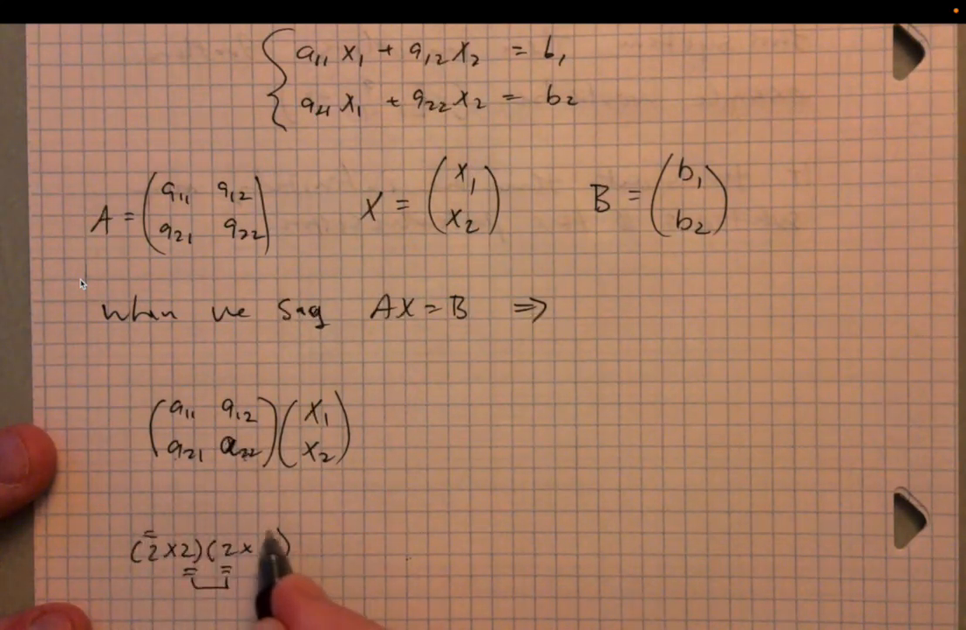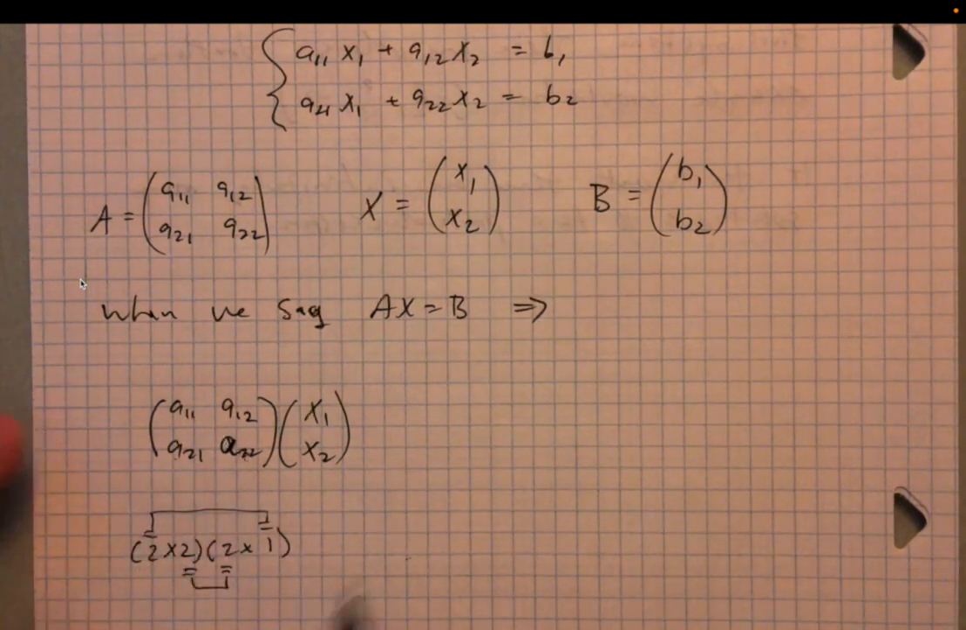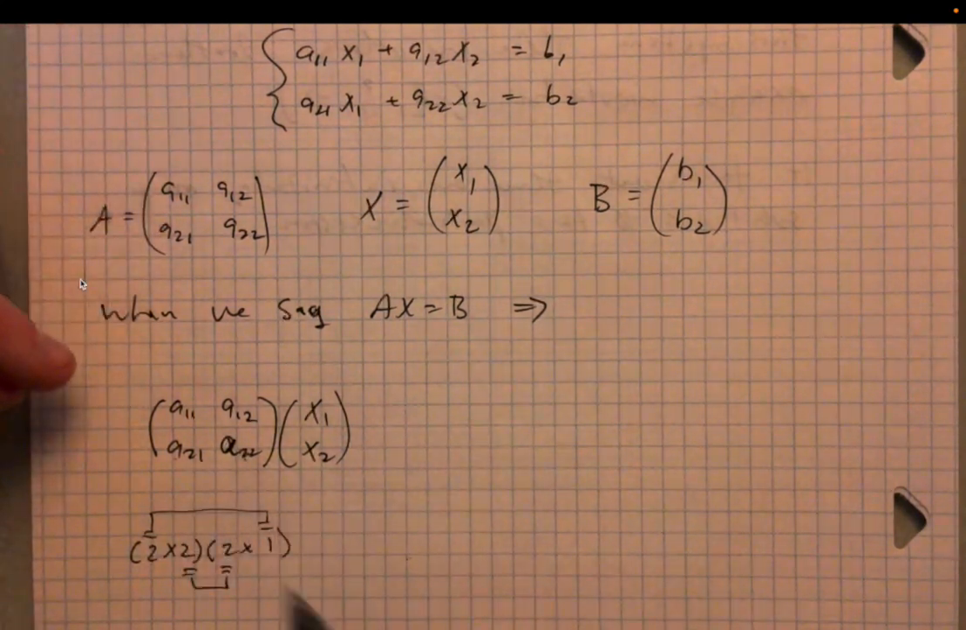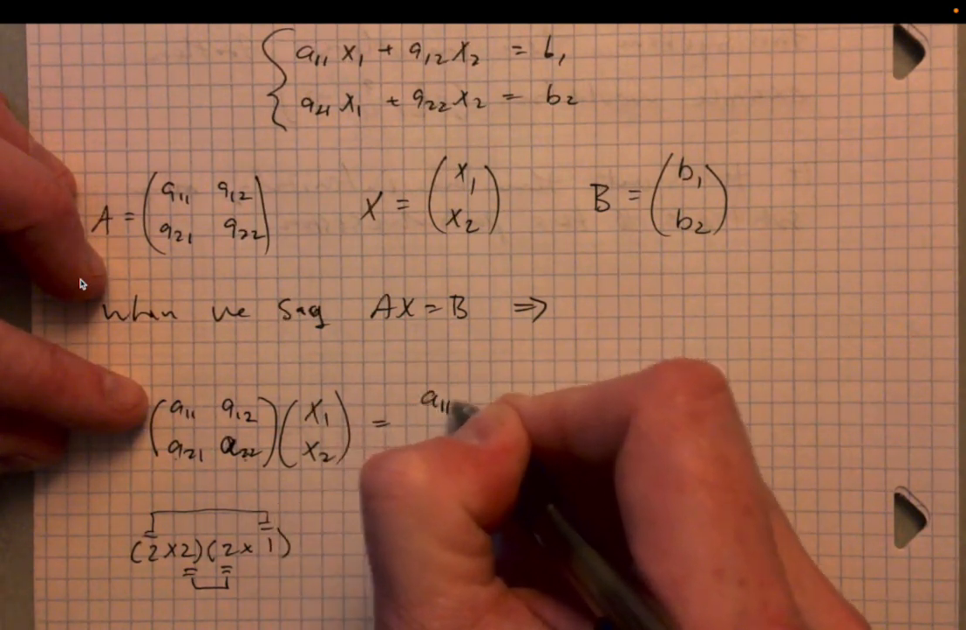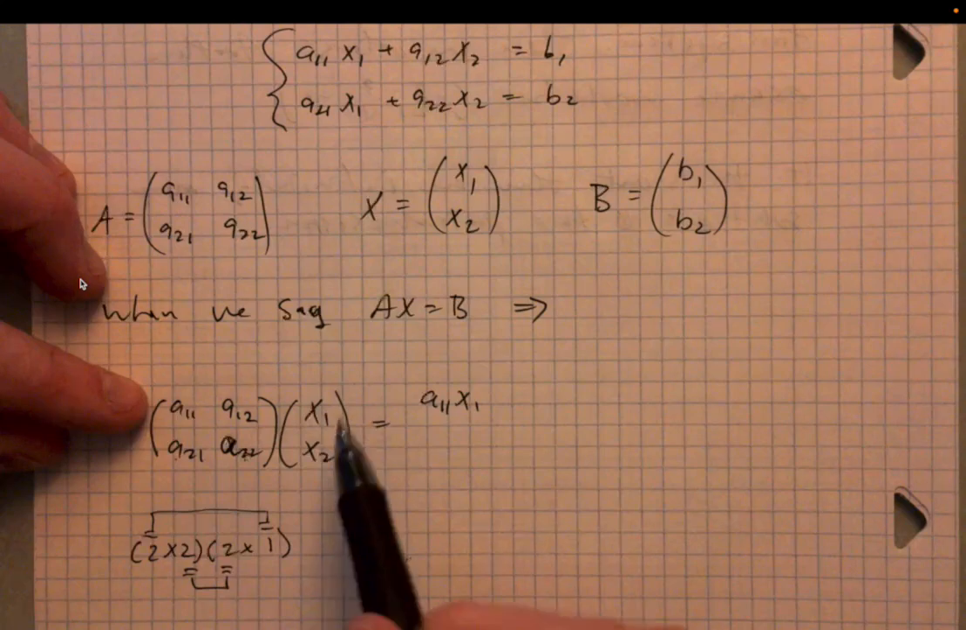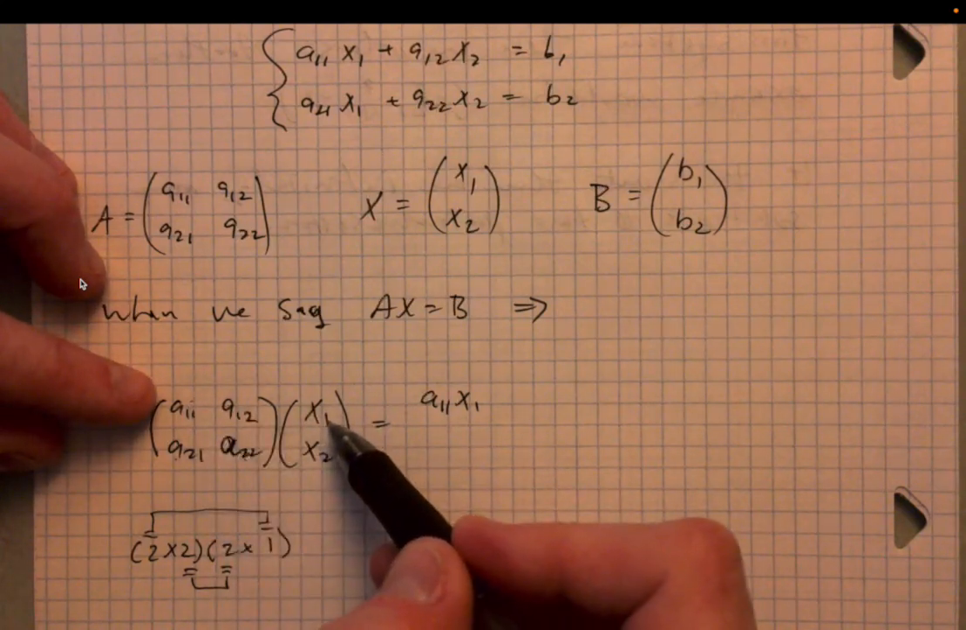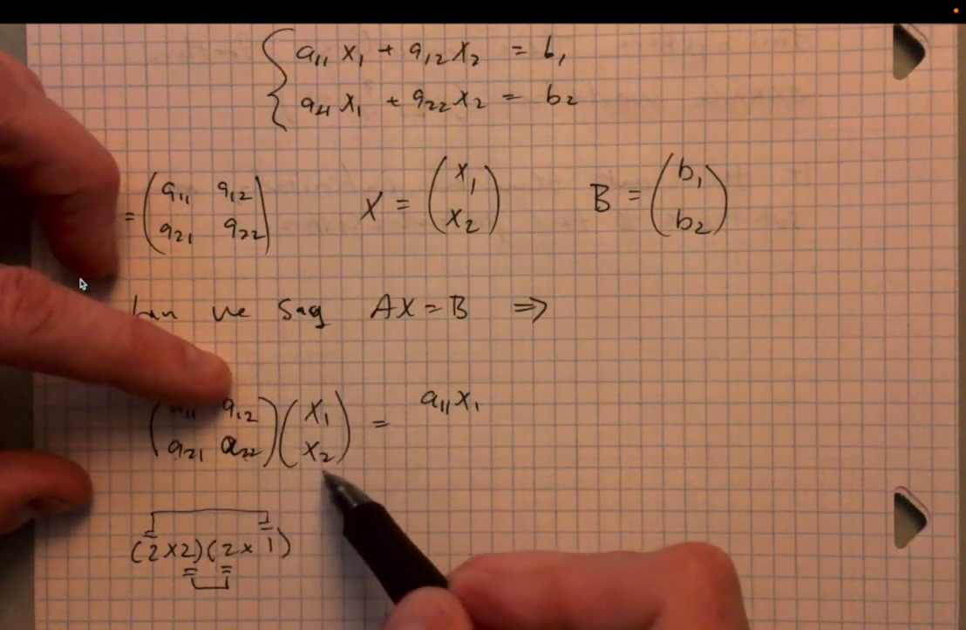Right? Because of these guys here. And so let's go through this multiplication. So you'd have A11 times x1, right? This is the dot product here. So this A11 times x1, and then A12 times x2.